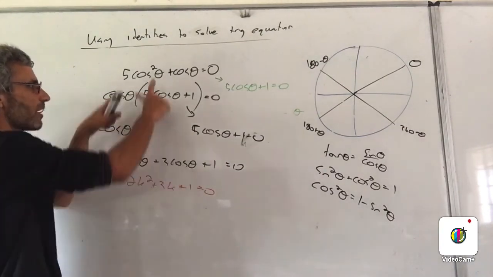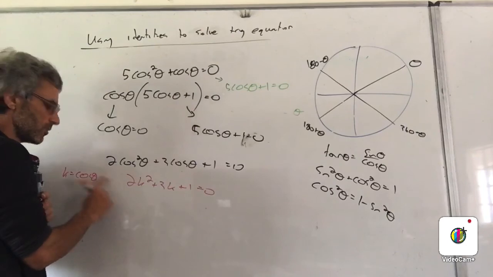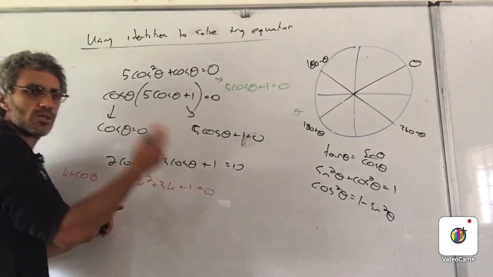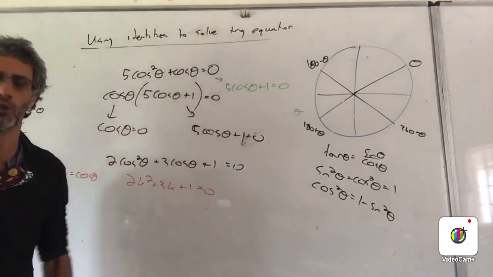If it's the same trig function, just do the K method, or if it's easy, just take a factor out, find the quadratic solution, then find the trig solution.